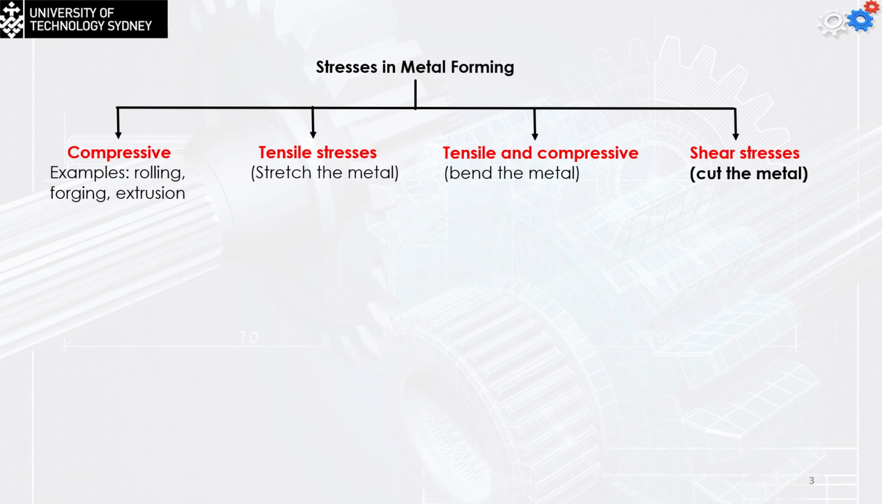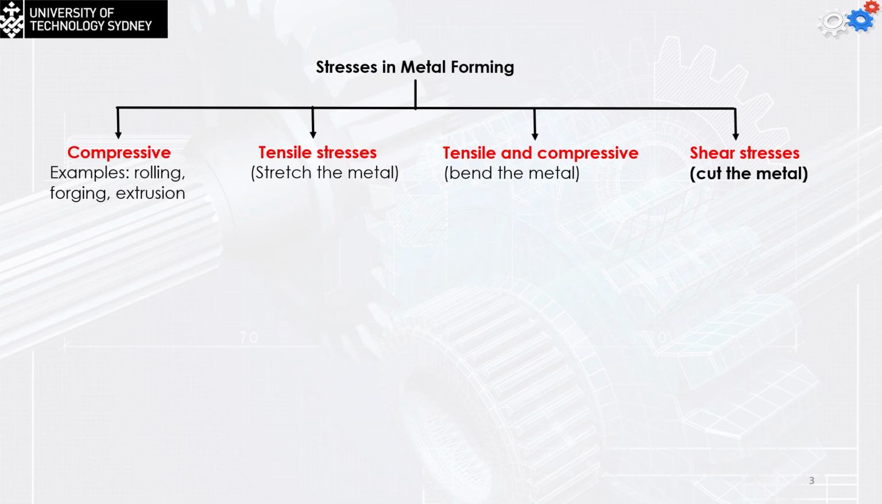The stresses used in metal forming are usually classified into the following types. We have the compressive type, like what we have in the case of rolling and extrusion. We're going to add a compression force to reduce the size and shape the part. Second, we have the tensile stress, which is going to stretch the metal. In that case, we are going to reduce its thickness, and that's what we have in sheet metal working. We have the tensile and the compressive at the same time, like the bending of the metal, and finally we have the shear stress, which we use in the shear cutting process or the cut of the metal.